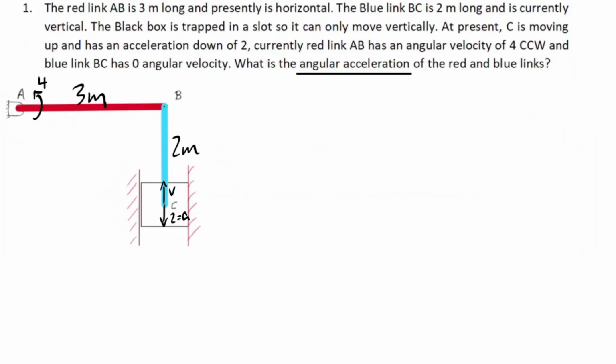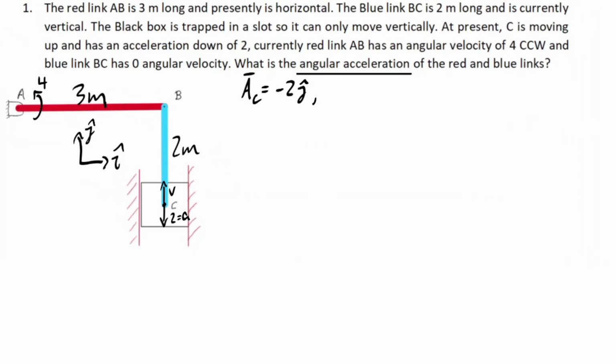So we know a couple things. We know that the velocity of C is unknown, but they gave us the acceleration of C, right? And if we draw our I and J components, so J going up and I going to the right, then this C block is accelerating downwards, right? Because it's the opposite of the J. So that's negative 2J. That's our acceleration for C.